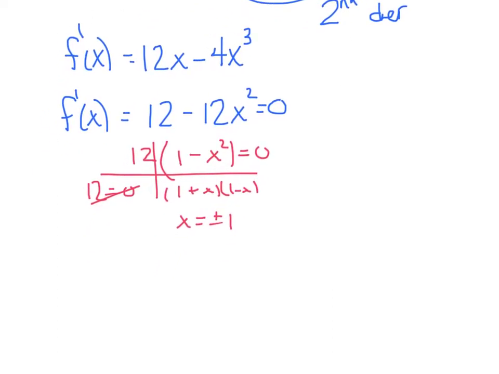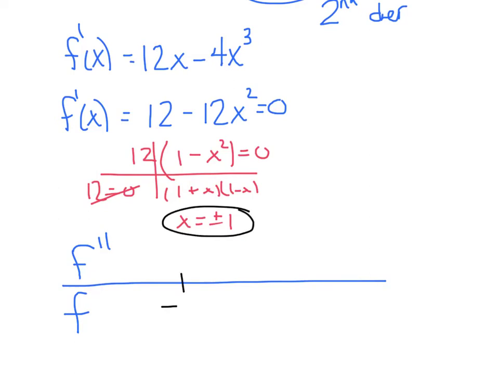So when I make my sign chart, I'm labeling it f double prime, and it's describing the function f. The reason I'm using f double prime is I'm looking at the second derivative, but I'm still describing the function f. My only critical points were plus and minus 1, so those go on there. And again, I'm just going to put a 0. That's when my derivative actually equaled 0. It did exist. It had a slope of 0.